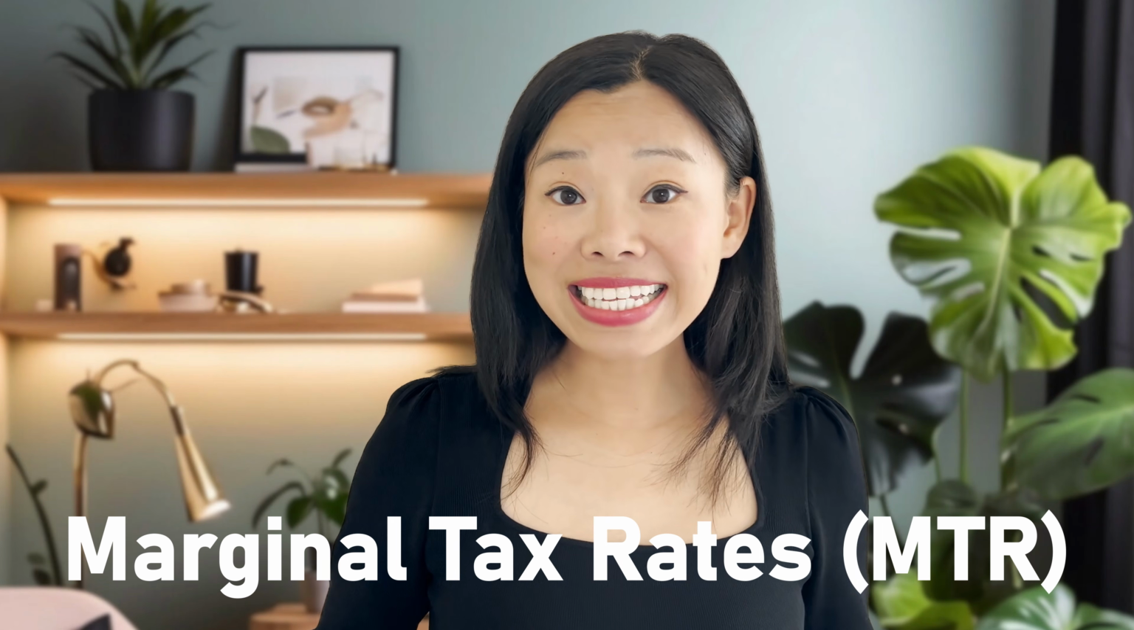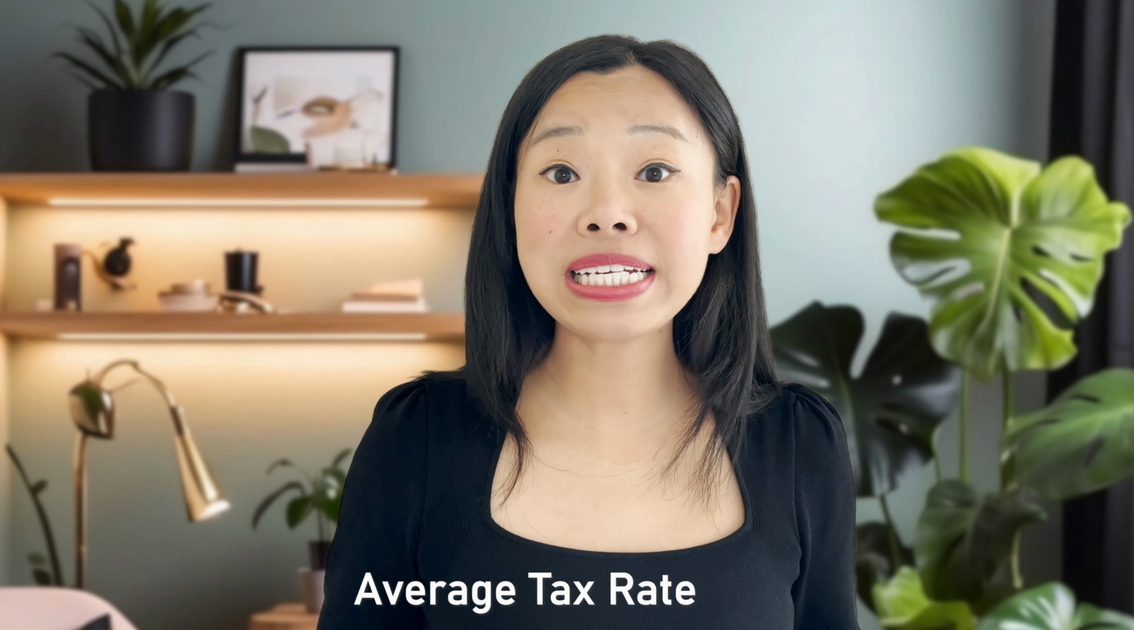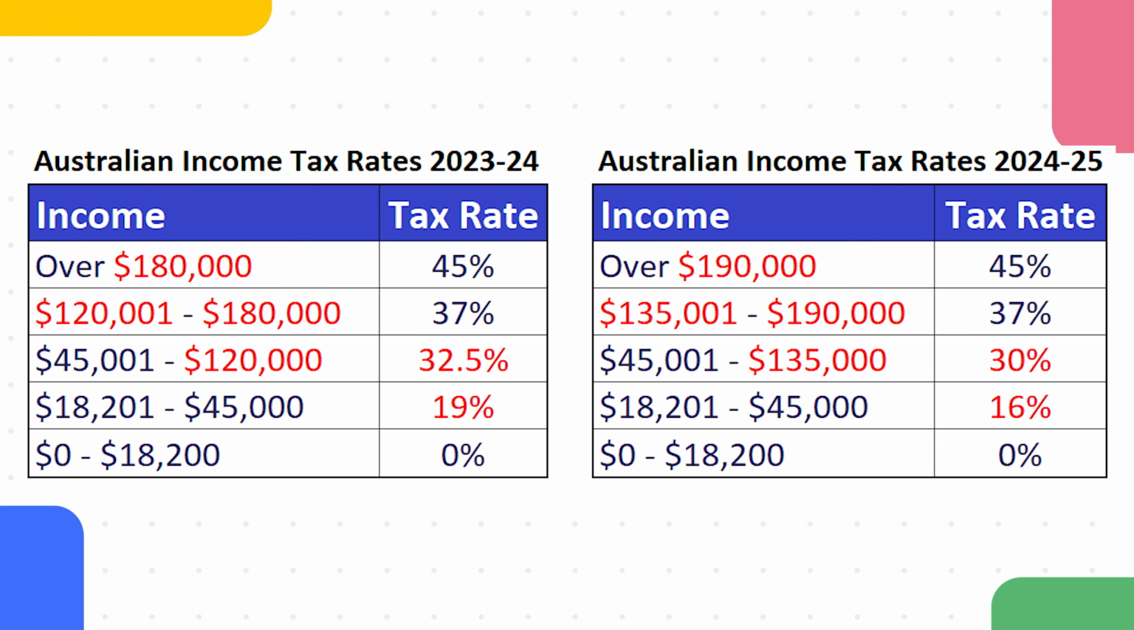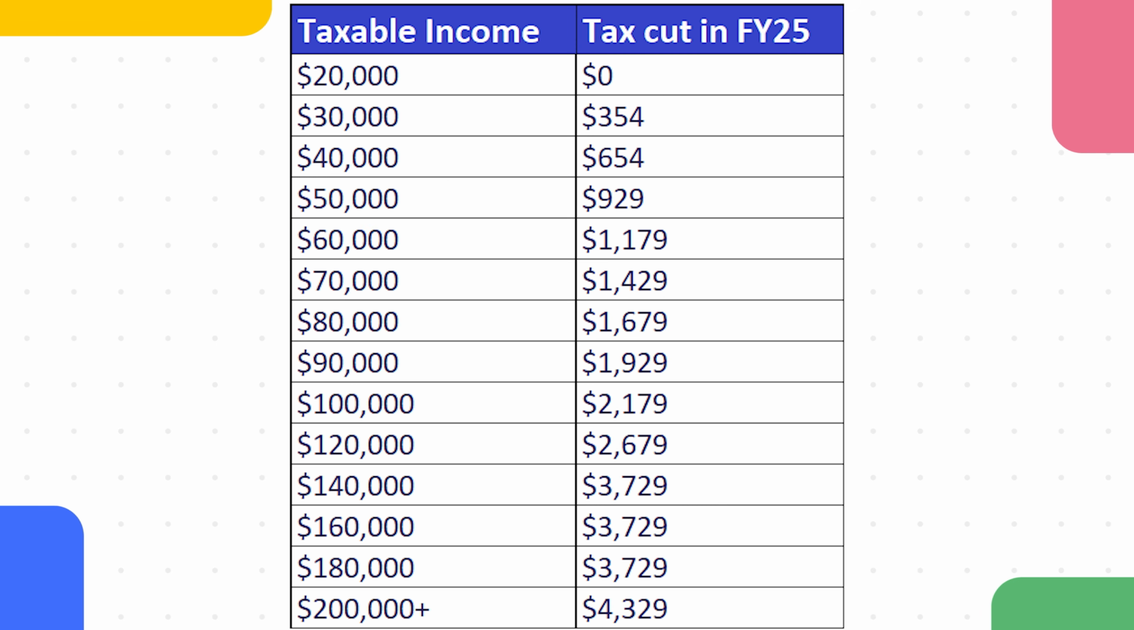This brings us to the concept of marginal tax rate. Essentially, this is the rate at which any extra dollar you earn is taxed. It's typically higher than your average tax rate, which is calculated by dividing your total tax by your total taxable income. The tax rates in FY 2025 represent a reduction from the previous financial year. As you can see, there are both reductions in tax rate and lifts of the tax brackets, meaning most Australians will pay less tax in FY 2025 than FY 2024.